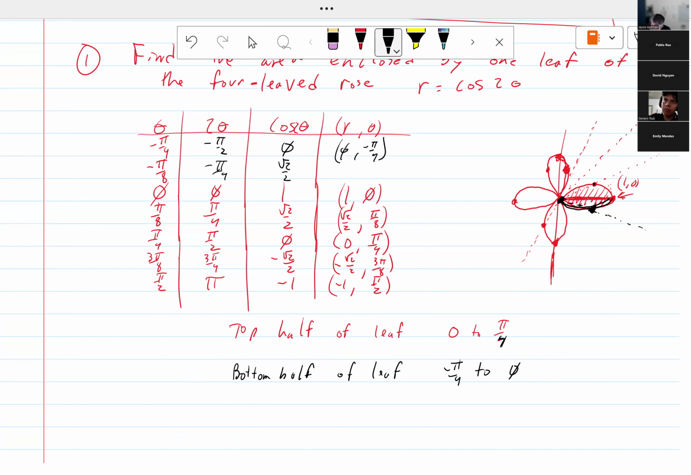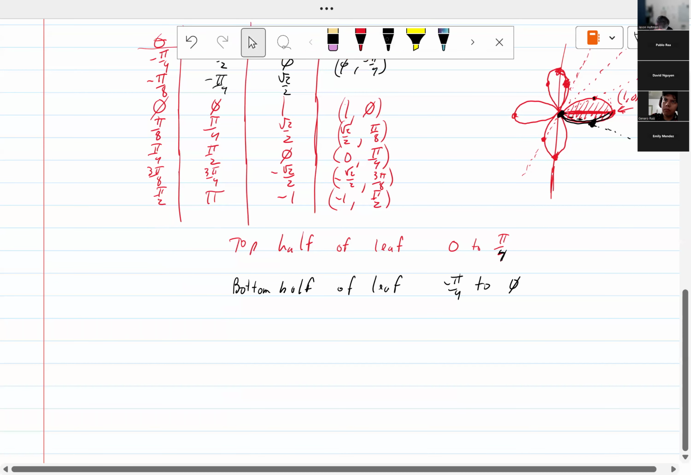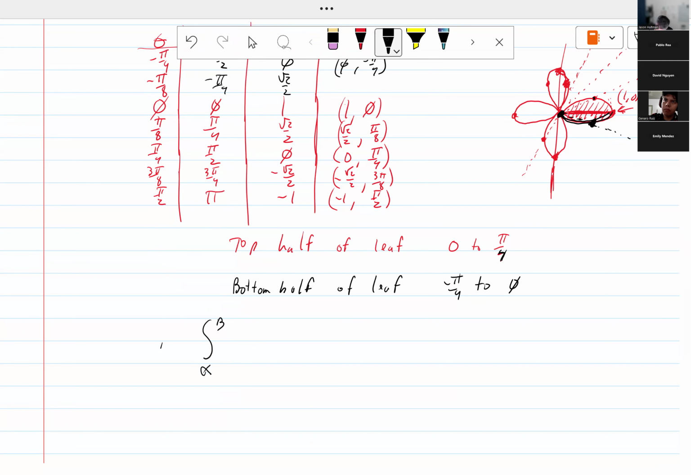So what I can do is say, to find the area using the area formula, we want alpha to beta, the area is equal to the integral from alpha to beta of 1/2 r of theta squared d theta. In this case, our r is cosine 2 theta, but our limits of integration have to go from negative pi over 4 to pi over 4. This is going to be 1/2 times cosine 2 theta squared d theta.